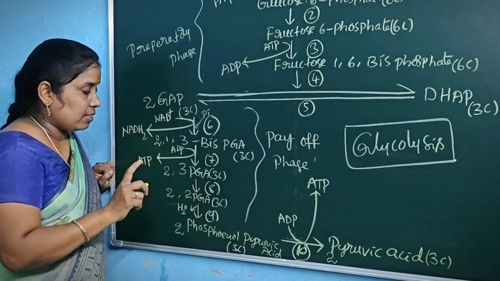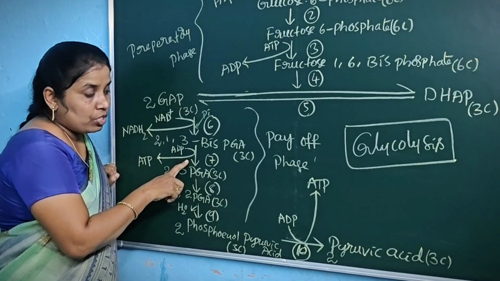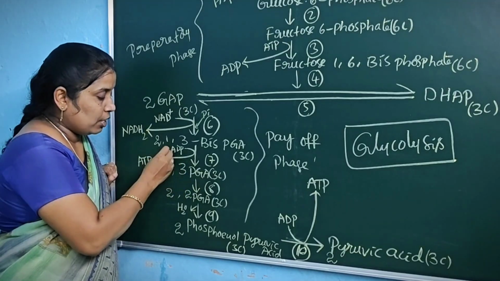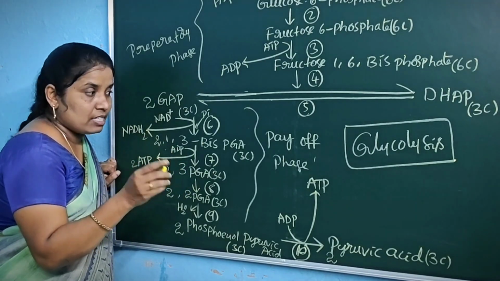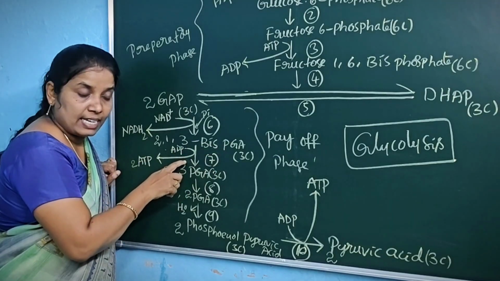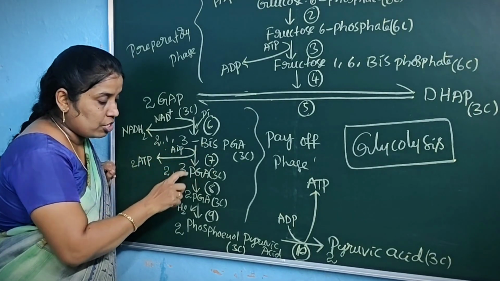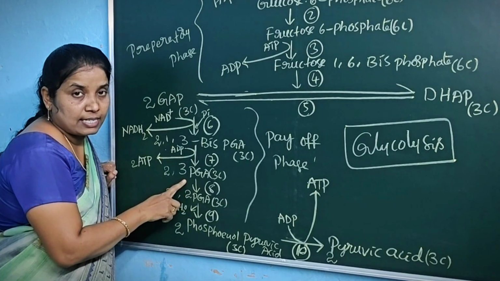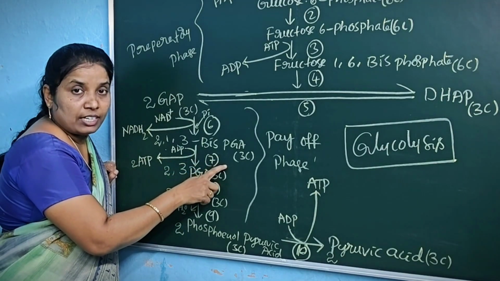So let's see the seventh step. The seventh step is a dephosphorylation step. Here you will get 2 ATPs actually, in presence of an enzyme phosphoglycerokinase. So 1,3-bisphosphoglyceric acid converts into 3-phosphoglyceric acid. This step is called the dephosphorylation step.